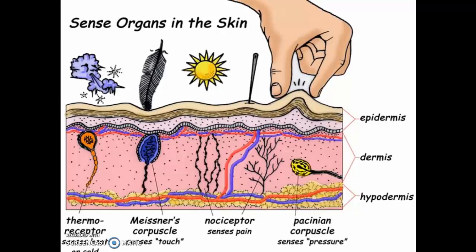So here you can see the thermoreceptor. This thermoreceptor senses heat or cold. Meissner's corpuscle senses touch. Nociceptor senses pain, and Pacinian corpuscle senses pressure. So that's it. We are going to continue with this in our upcoming sessions. Stay attuned.